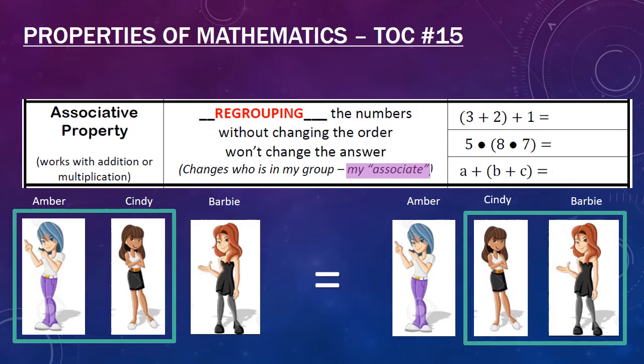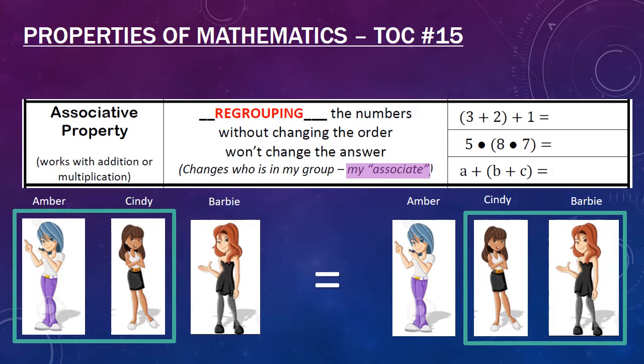So if you look at the example down below, we have Amber, we have Sydney, and we have Barbie. If Amber and Sydney are going to the mall together, they're in a group. And they're going to the mall together. And Barbie's kind of off on her own, staying at home. But the next week, Amber can't go because she's got homework, and Cindy and Barbie go as a group to the mall. They're all still friends. They're still going to give you that same result, but who they're going to the mall with, who's in their group, changes from day to day.